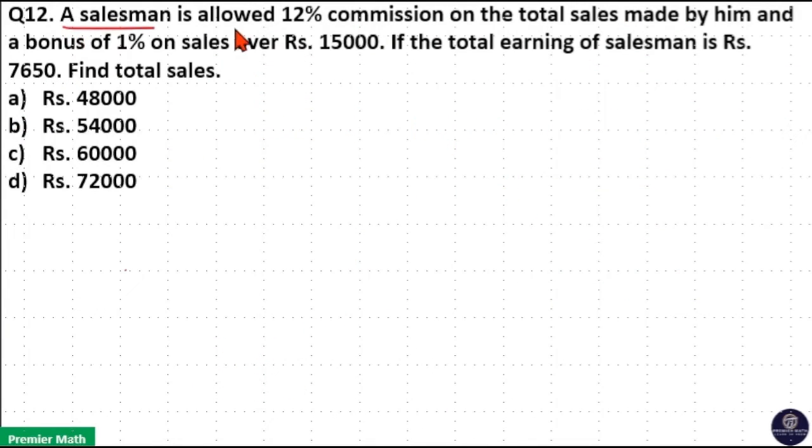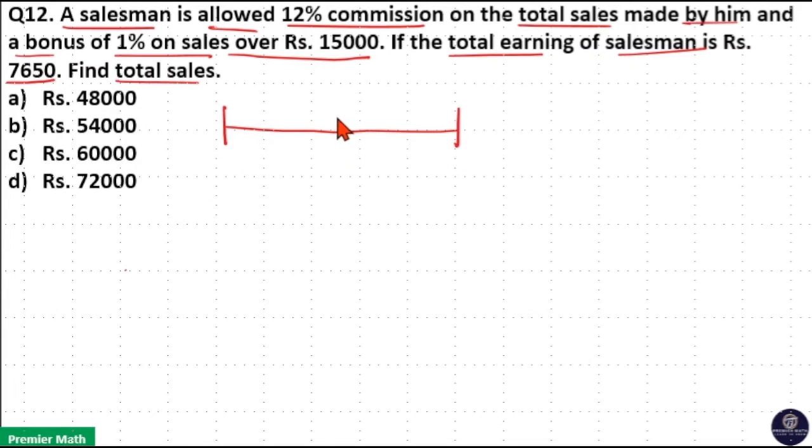A salesman is allowed 12% commission on the total sales made by him and a bonus of 1% on sales over 15,000 rupees. If the total earning of the salesman is rupees 7,650, find total sales. Here I will split the total sales as sales below 15,000 and sales above 15,000. Now he gets 12% commission for total sales. That is 12% for less than 15,000 sales as well as greater than 15,000 sales.